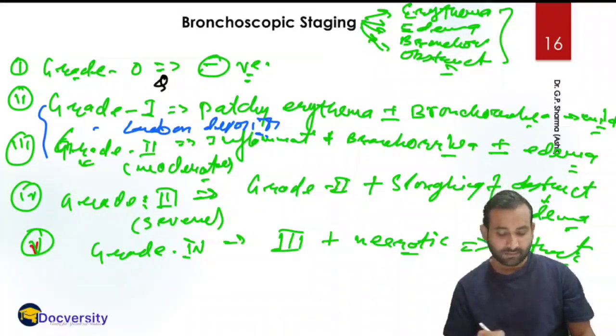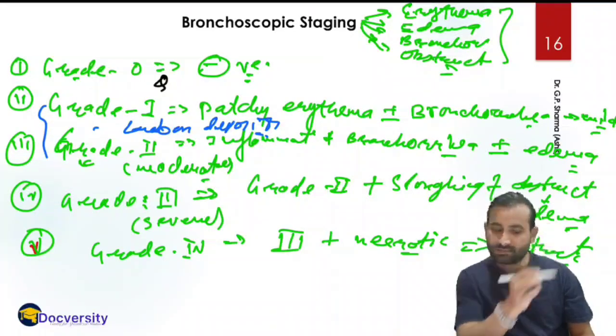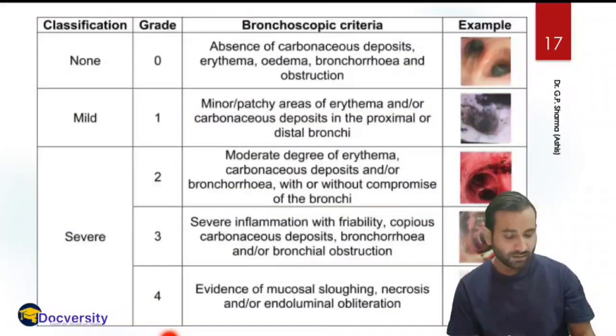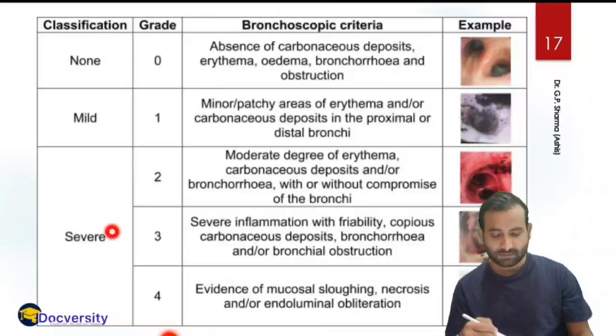Is that clear? And all of these grades are categorized on the basis of 4 parameters, that is erythema, edema, bronchorrhea, and then the obstruction. Hope you understand, right? So we have the gradings over here. You can see none, mild, moderate, or severe. We go like this, right?